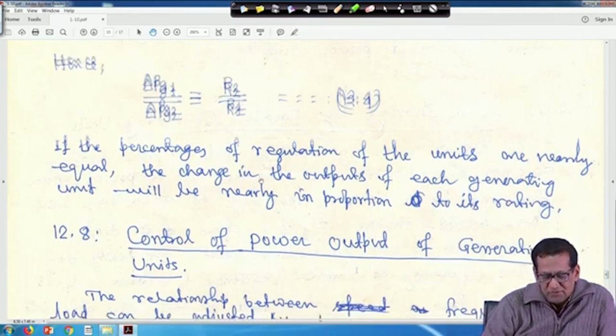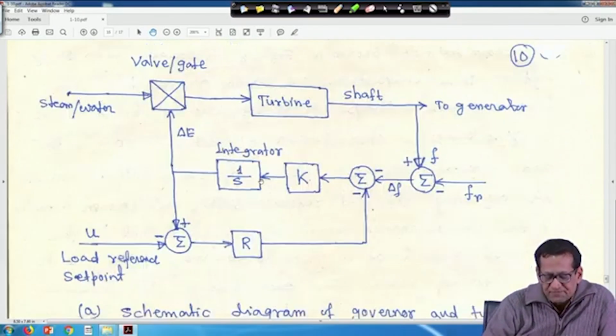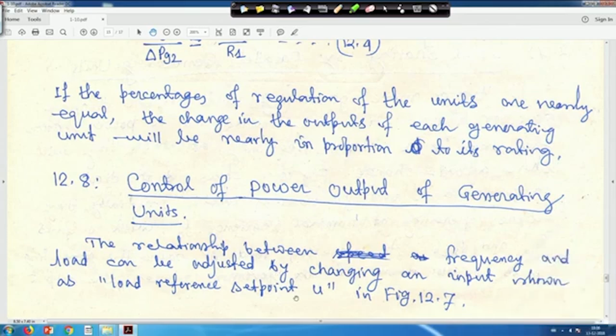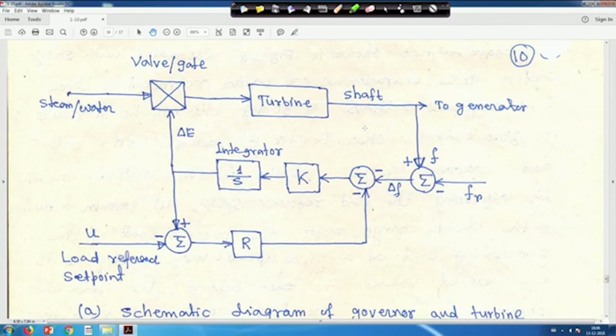Now, control of power output of generating units. The relationship between frequency and load can be adjusted by changing an input shown as the load reference set point, that is u, right. This is actually the load reference set. I will come to the diagram, that is figure 7, with the load reference set point u, right. So, this is actually the same block diagram, only that one additional input is here, which is called the load reference set point, that is called u. Rest all the things are the same as before.